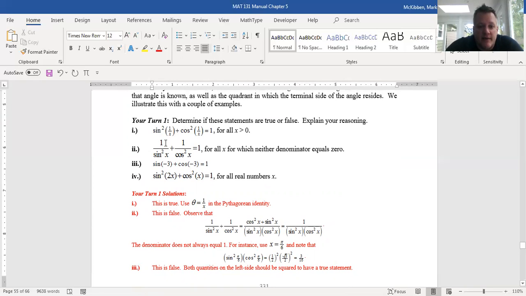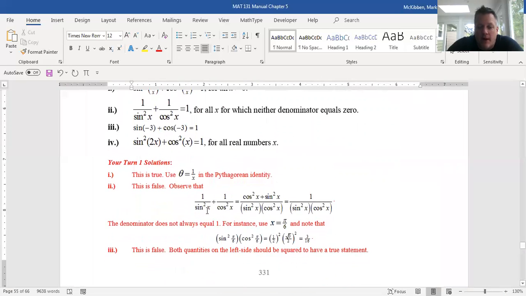Okay, this one is not true. To see that this is false, actually simplify the left-hand side by getting an LCD. The LCD is sine squared times cosine squared, because those are different functions. And so I need to multiply the top and bottom of this fraction by cosine squared of x, and multiply the top and bottom of this one by sine squared of x.